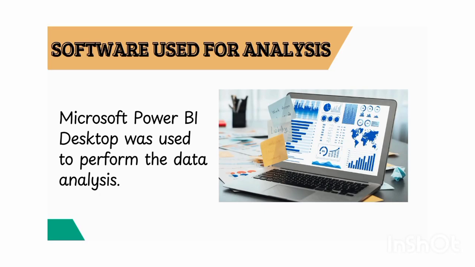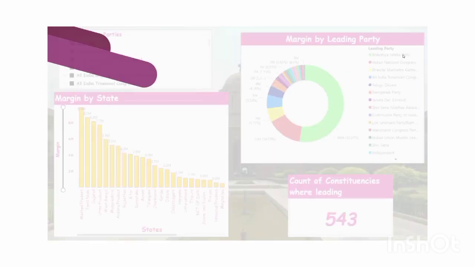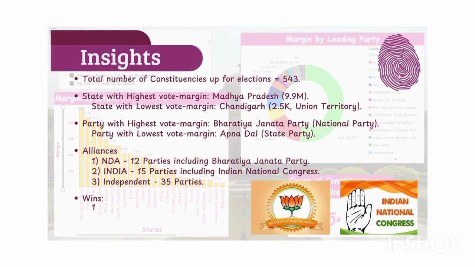The insights from the data. The total number of constituencies up for elections are 543, where the state with the highest vote margin is Madhya Pradesh, that is 9.9 million votes, and the state with the lowest vote margin is Chandigarh, which is a union territory, with 2,500 votes. The party with the highest vote margin is Bharatiya Janata Party, which is a national party, while the party with the lowest vote margin is Apna Dal Party, which is a state party.